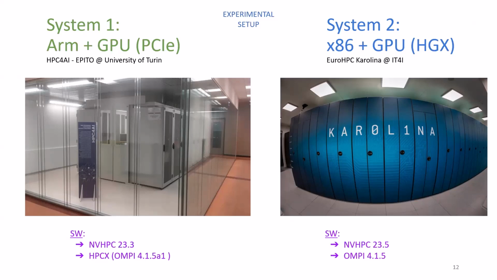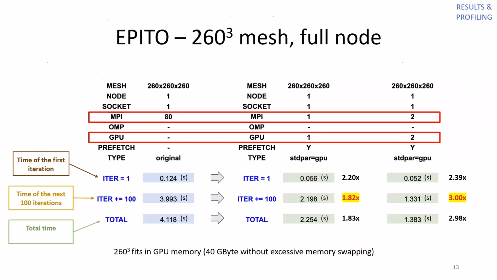The other system is Carolina, which is composed of an x86-64 architecture, and it has two sockets, one with 64 cores per socket and 8 GPUs per node, so 4 GPUs per socket. We tested our application on a mesh of 260 cubed. And here we see the result from the Pito simulation.